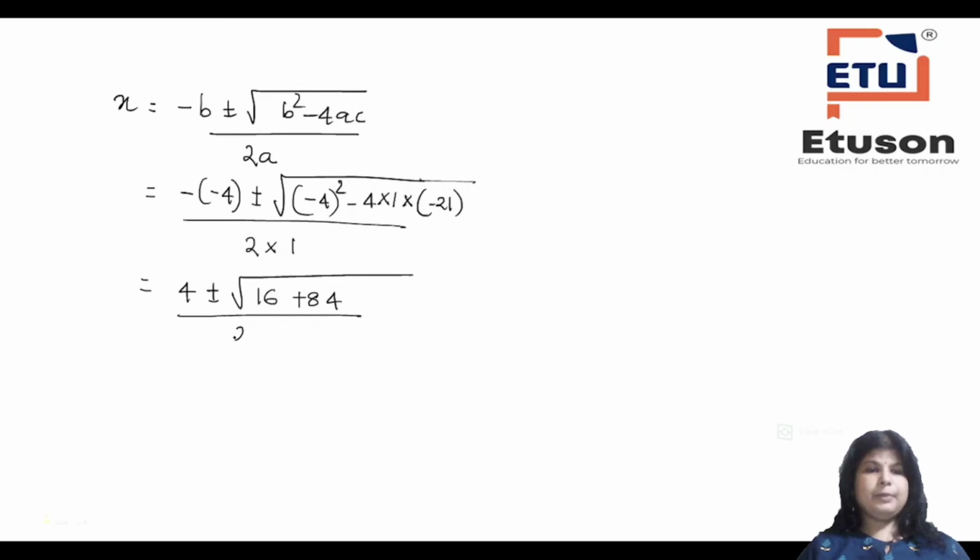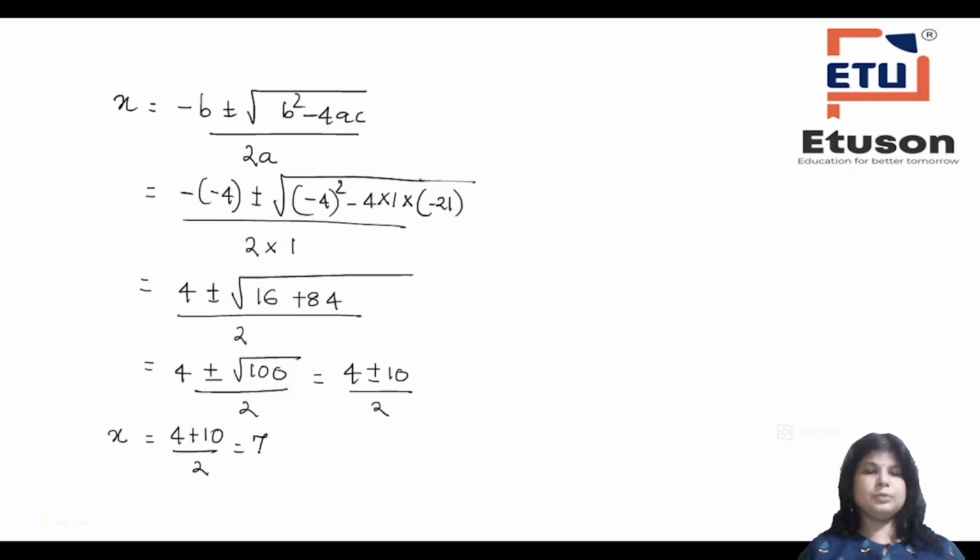So divided by 2. So 16 plus 84, how much? It is 100, right? So 4 plus or minus square root of 100, divided by 2. So your answer will be 4 plus or minus 10 divided by 2. So what are the possible values of x? x is equal to 4 plus 10 divided by 2, which is equal to 7, or else it is 4 minus 10 divided by 2, which is equal to minus 6 by 2, that is minus 3.